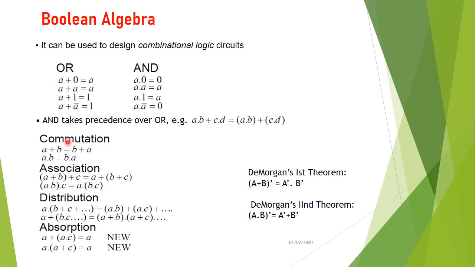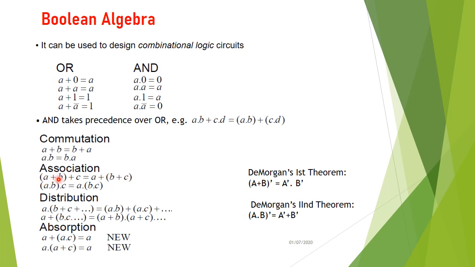In the commutation law, both ANDing and ORing commutation laws we have to cover. In the ORing commutation law, we can check that if A is ORed with B, the result will be similar to B ORed with A. In the same manner, if A is ANDed with B, its resultant will be the same as that of B ANDed with A.